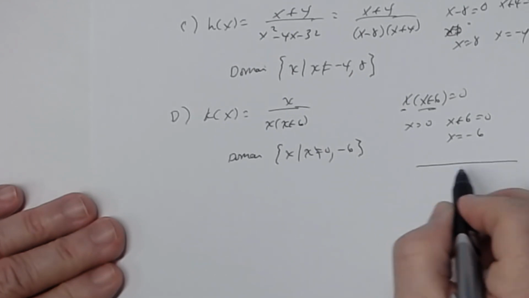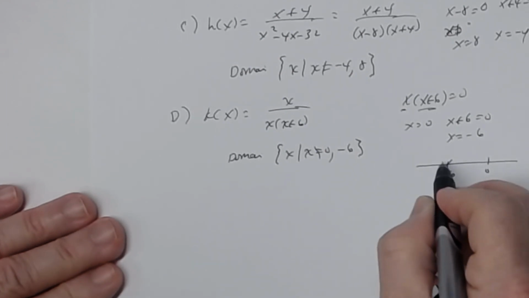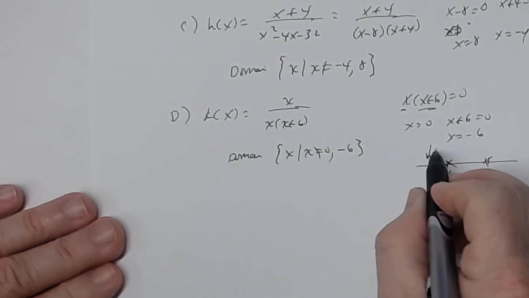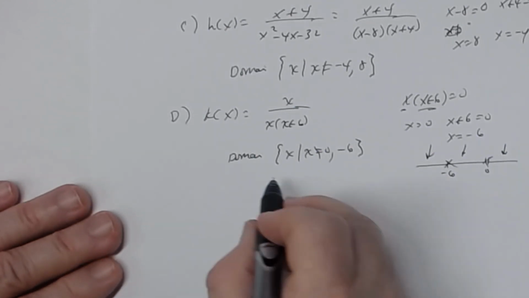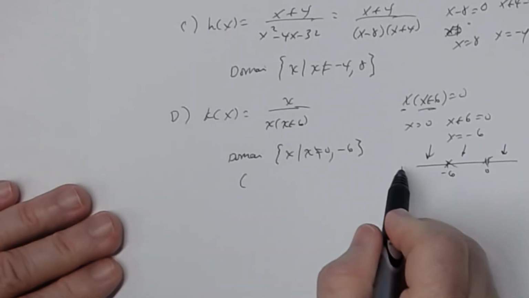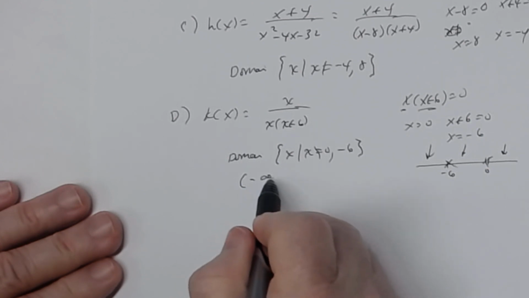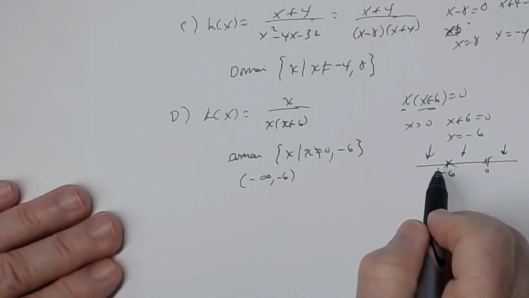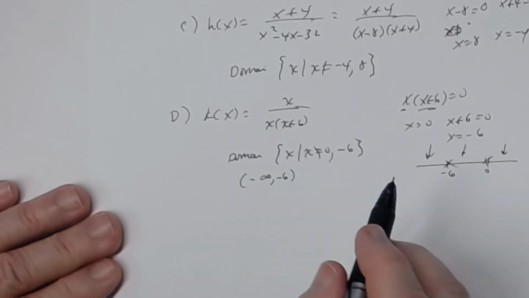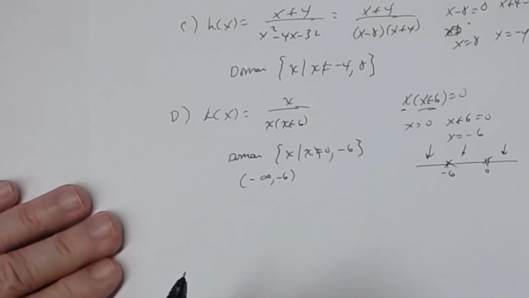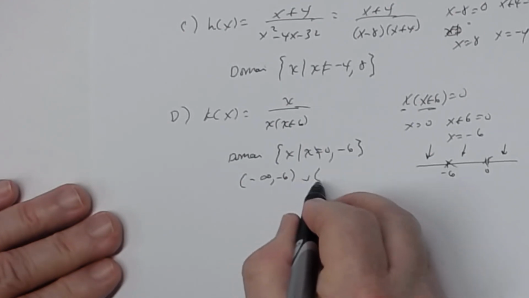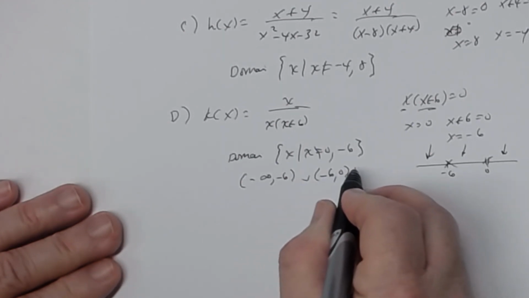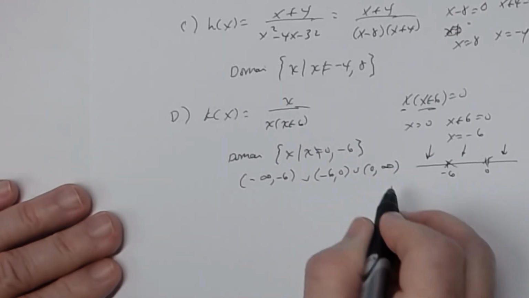If you put this on the number line, here's -6, here's 0. We cross those out, and we look at these 3 intervals right here. So the domain would be, from left to right, -infinity to -6, parentheses, because I cannot include -6 and 0, because that makes my denominator 0, which makes the rational expression undefined. Union -6 to 0, union 0 to infinity.